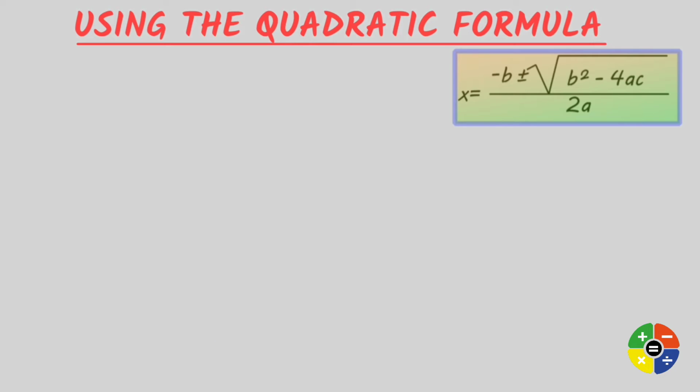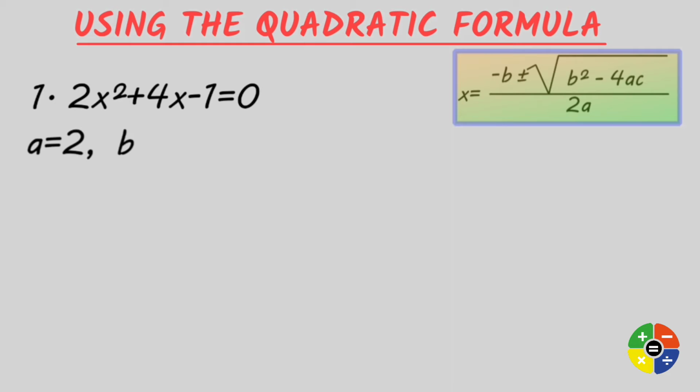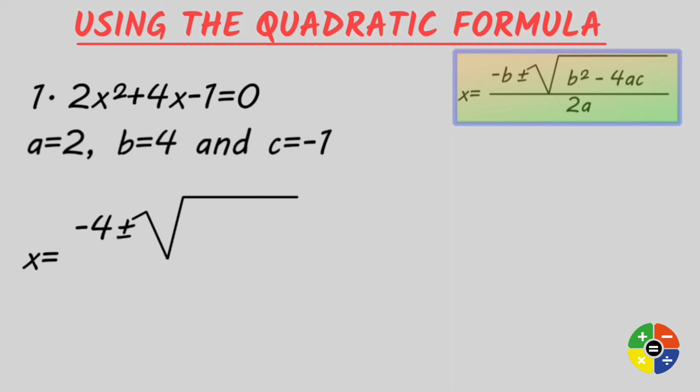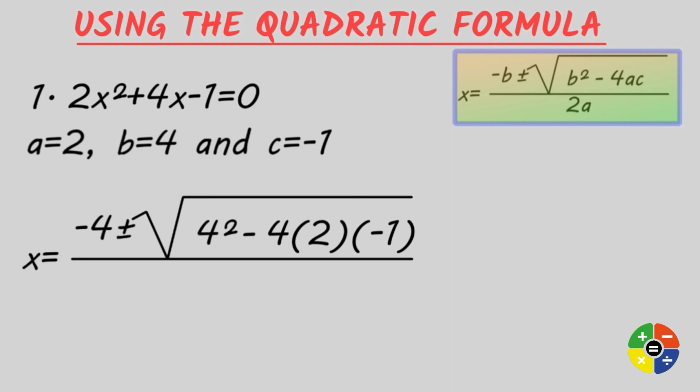Examples: use the quadratic formula to solve 2x squared plus 4x minus 1 equal to 0. Here, a is 2, b is 4, and c is negative 1. Substituting these values into the quadratic formula, we obtain x is equal to negative 4 plus or minus the square root of 4 squared minus 4 into 2 into negative 1, divided by 2 into 2.